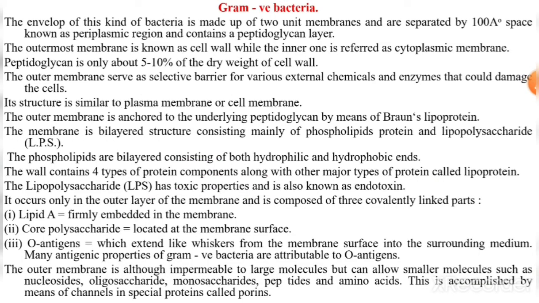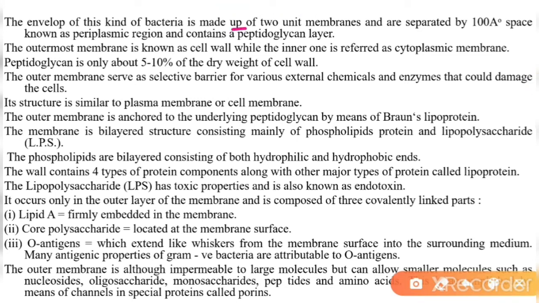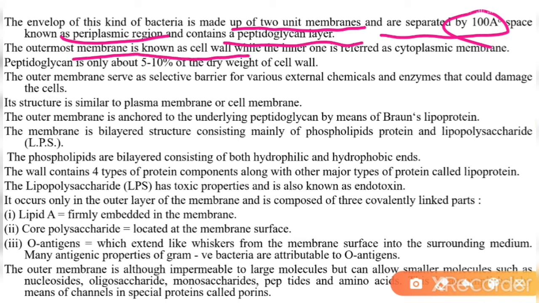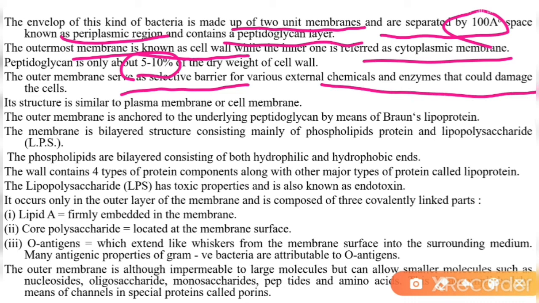Now let's see the cell wall structure of the gram-negative bacterial cell. The envelope of this kind of bacteria is made up of two membranes separated by a 100 angstrom space known as the periplasmic region. It contains the peptidoglycan layer. The outermost membrane is known as the cell wall, while the innermost membrane is known as the cytoplasmic membrane. Peptidoglycan is 5 to 10% of the dry weight of the cell wall. The outer membrane serves as a selective barrier for various external chemicals and enzymes that could damage the cell. Its structure is similar to the plasma membrane or cell membrane.